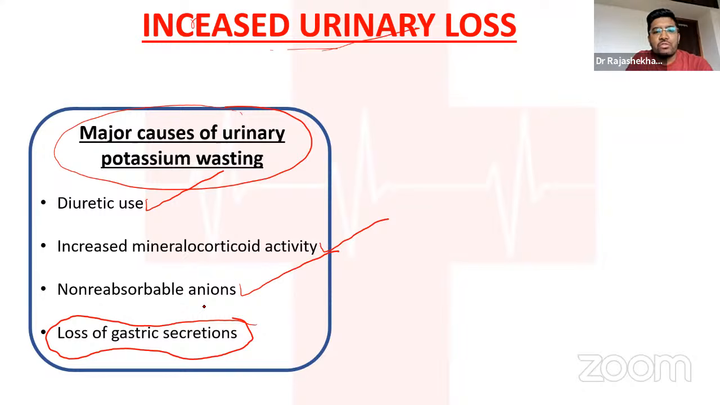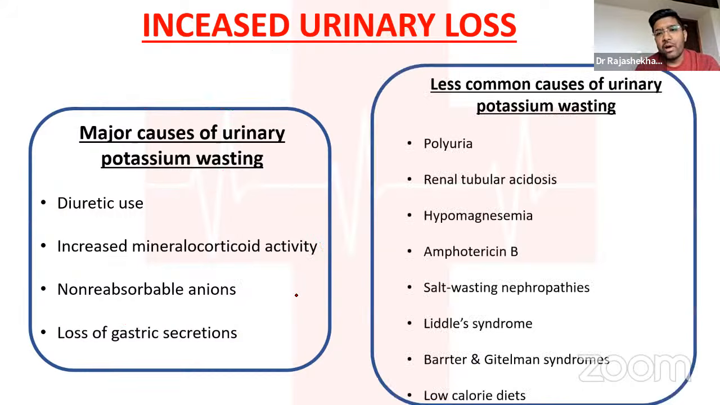So there are four major causes of this urinary potassium wasting. The first is diuretic use, and second is mineralocorticoid activity. These are the two most common things. Then there are non-reabsorbable anions and the loss of gastric secretions. If you look at the less common causes, there is polyuria, as I told you, any increase in the distal tubule flow is going to cause hypokalemia. Then renal tubular acidosis, hypomagnesemia, drugs like amphotericin B, salt-wasting nephropathies, Liddle syndrome, Bartter and Gitelman syndromes, and low calorie diets.